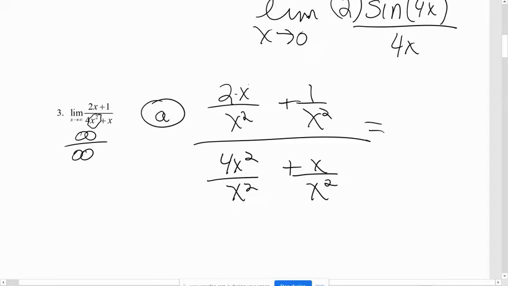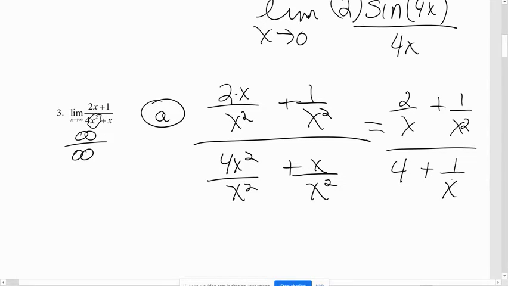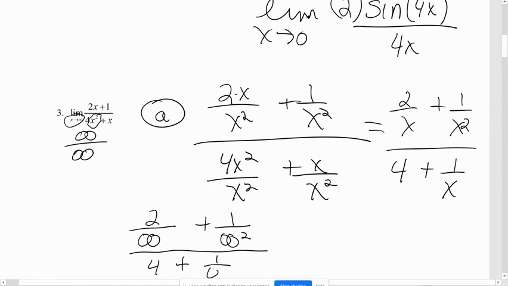All right, so on the top, 2x over x squared simplifies to just 2 over x. And I can't do anything with 1 over x squared. That's simplified. The bottom, 4x squared over x squared becomes 4. And then x over x squared becomes 1 over x. All right, so then we're going to plug in infinity. And if I plug in infinity, I'm going to have 2 divided by infinity plus 1 over infinity squared, over 4 plus 1 over infinity.